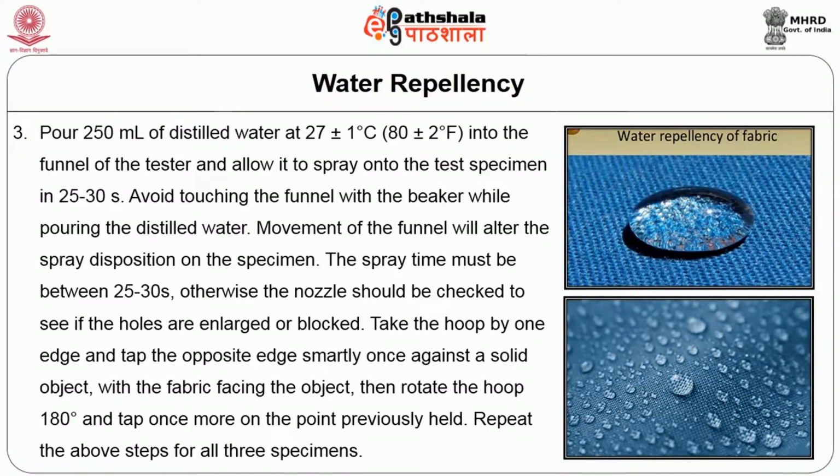Take the hoop by one edge and tap the opposite edge smartly once against a solid object with the fabric facing the object, then rotate the hoop 180 degrees and tap once more on the point previously held. These steps can be repeated for all the woven fabrics to be evaluated.